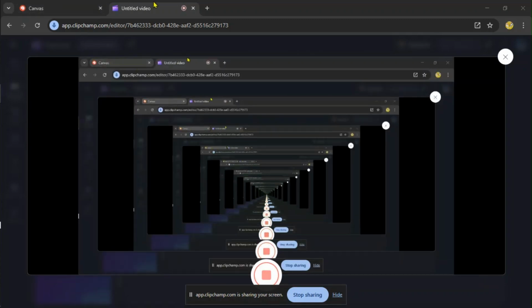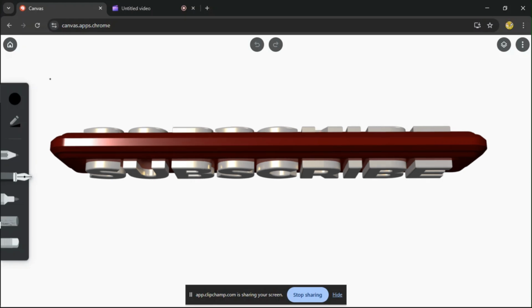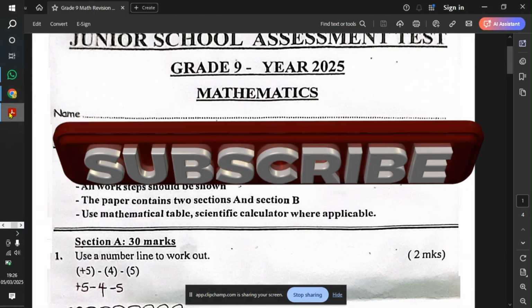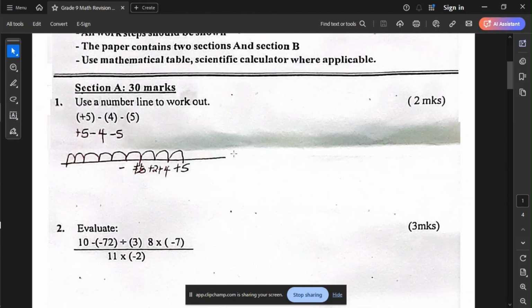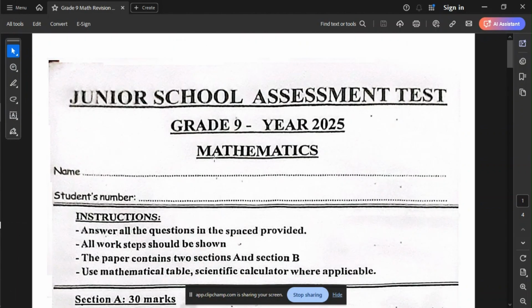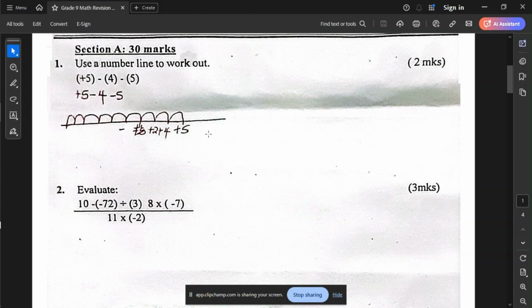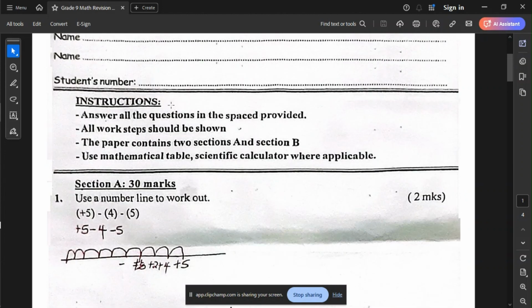Welcome to our session, grade 9 mathematics. This is what we had for midterm exams, so I want us to take time and revise this paper.